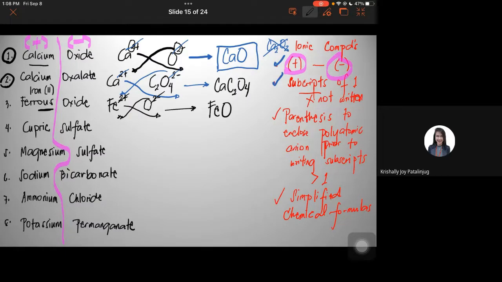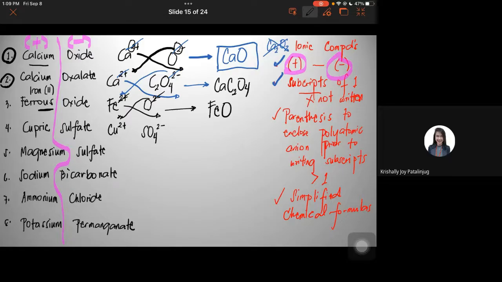Next, cupric. So this is the ion of copper. Copper is a transition metal. There are two varying charges of copper. We have copper 1 and copper 2. So I will ask a question: which ion of copper is this? If it says cupric, is it copper 1 or 2? Okay, so it is copper 2 with a charge of 2 plus. So it's cupric, copper 2 plus, then sulfate, it's SO4, 2 negative.